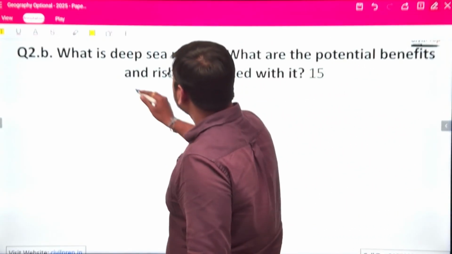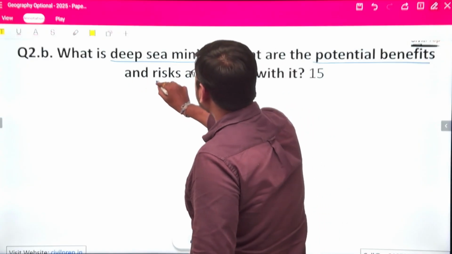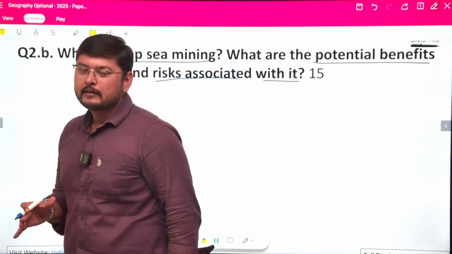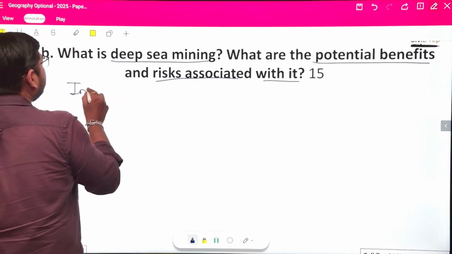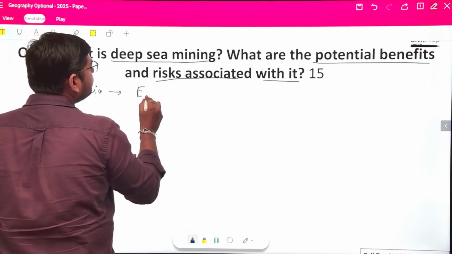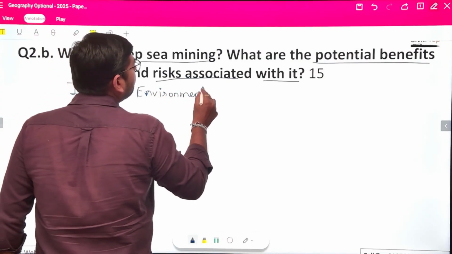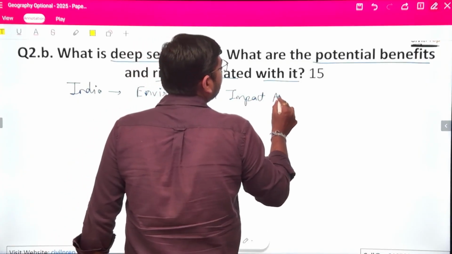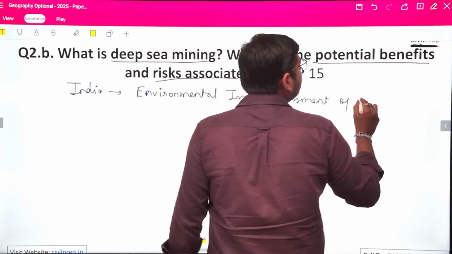Now, here it is asking, what is deep sea mining? What are the potential benefits and risks associated with it? Okay, so this is a very recent question. Why is it being asked? Because India, in contemporary times, has conducted an environmental impact assessment of the Indian Ocean region.